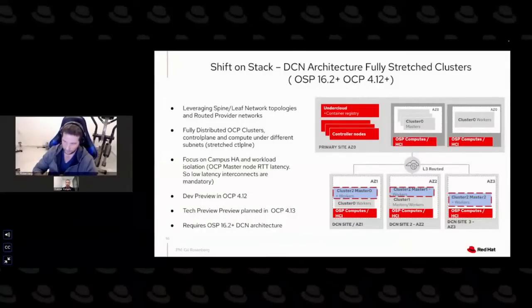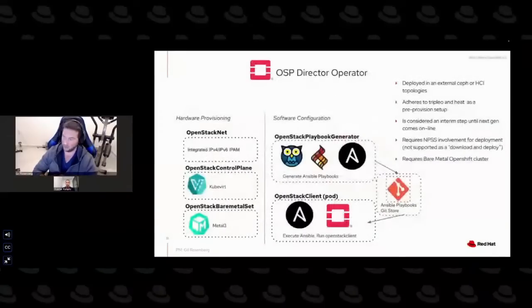A bit of a detour, but we are introducing a new deployment method for OpenStack. We can think of it as something along the lines of OpenStack reimagined. We're actually using OpenShift as the infrastructure to drive the OpenStack deployment and host the control plane. We are leveraging CNV, so OpenShift virtualization, to host the control plane VMs for OpenStack. We are using Metal3 as the bare metal inventory.